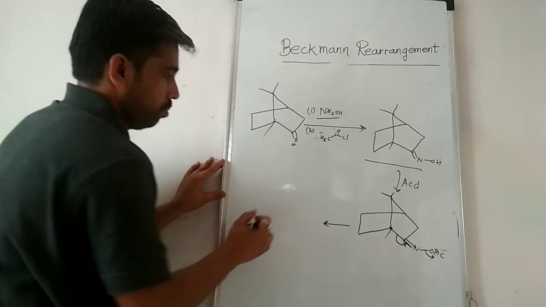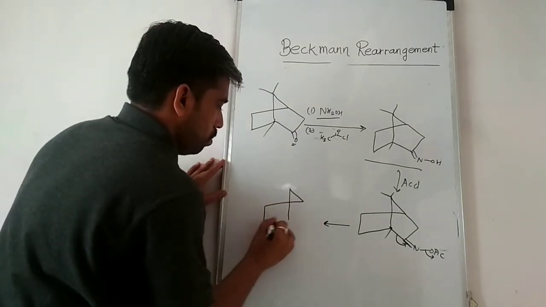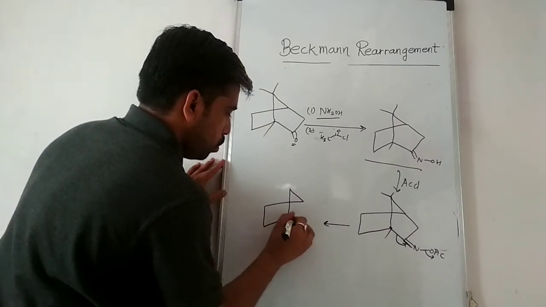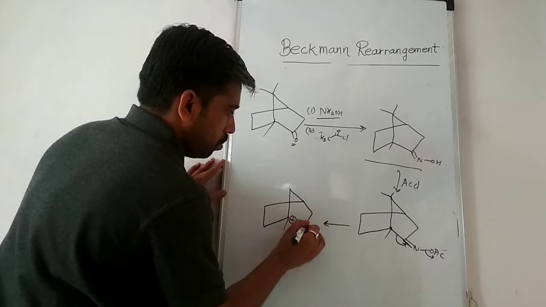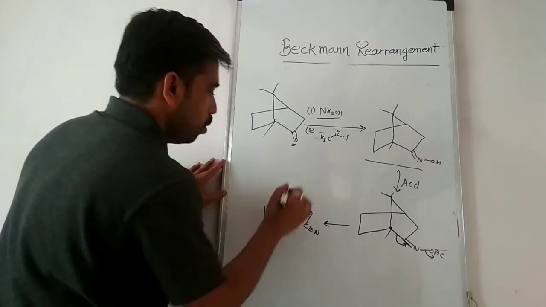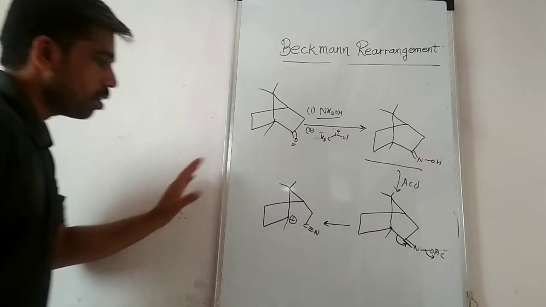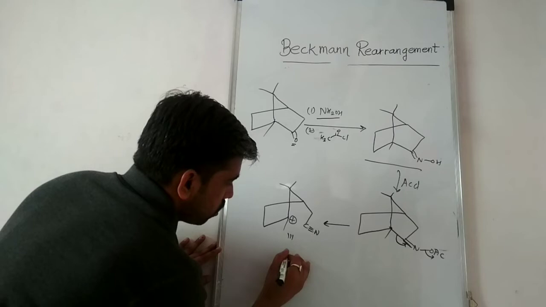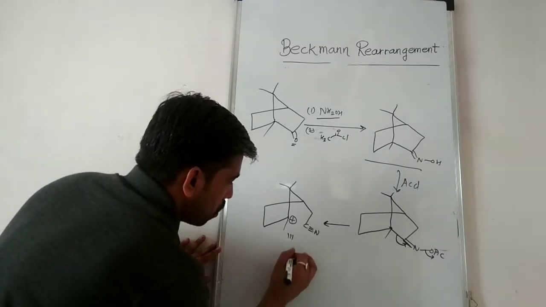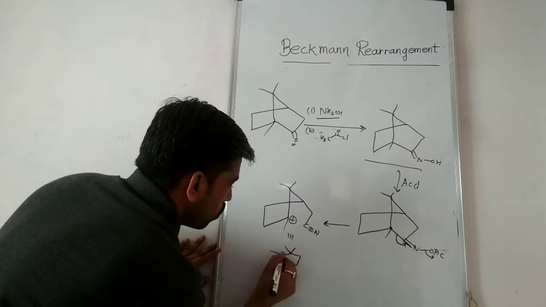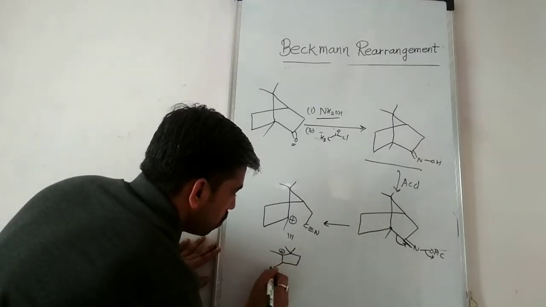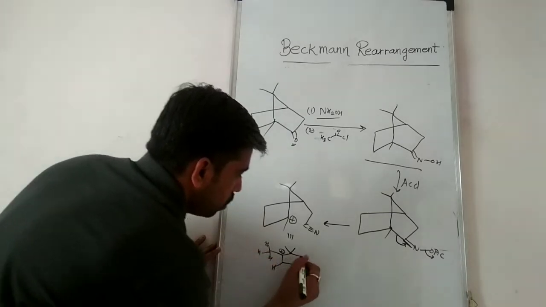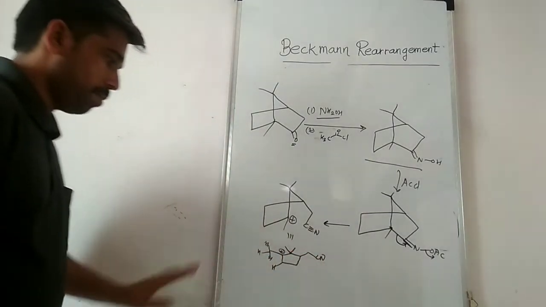I can write here, like this, formation of the carbocation, C triple bond N, cyanide is formed. Okay, for simplicity I can write like this: it is a carbocation, hydrogen, is the cyanide.